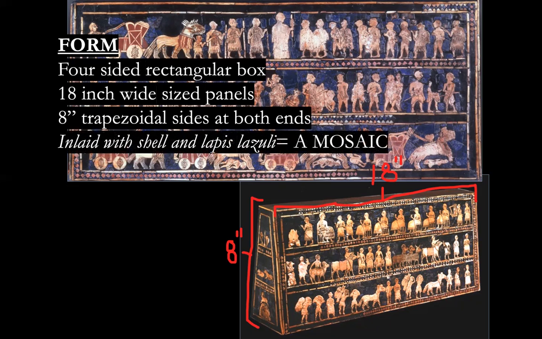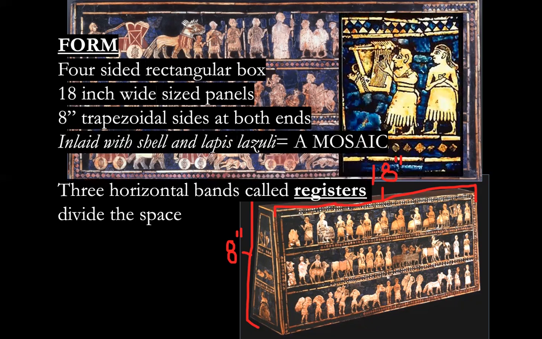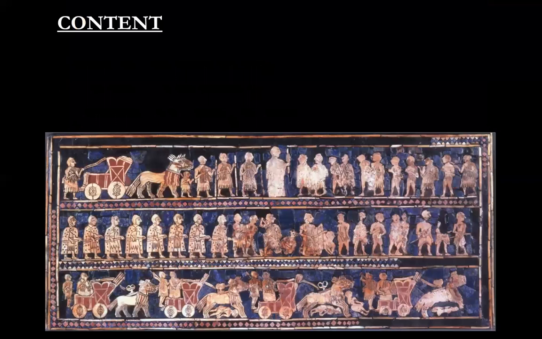All right, so we already wrote this. It's a mosaic type of mosaic. So there's kind of like a closer up detail where you can see the blue lapis lazuli that's been inlaid. All right, so definitely write down there are 3 horizontal bands that are called registers, and that's how they divide up the space. So it's like the rows that the characters are sitting on or standing on.